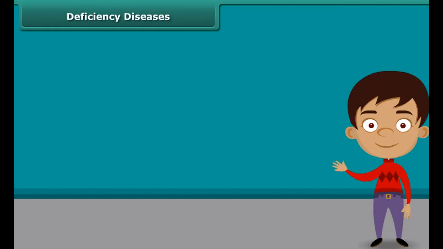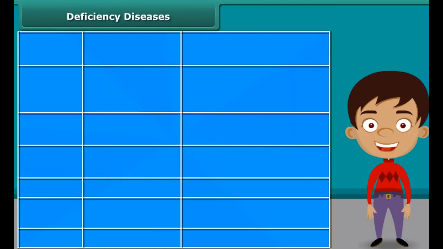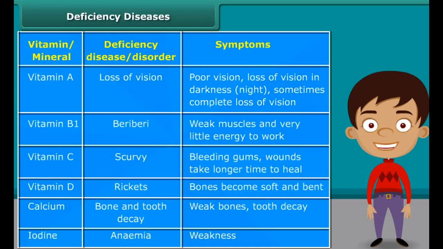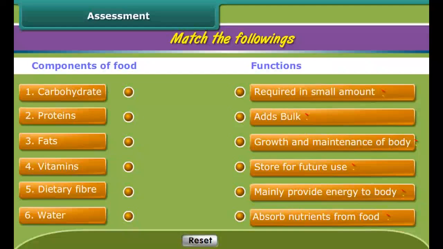Friends, after knowing about the balanced diet, we should also know that if we don't take proper diet, then what will be the problems? I hope that you might have heard about deficiency diseases. These are the diseases that occur due to lack of nutrients over a long period and hence are called deficiency diseases. Here is a list of some of the deficiency diseases and their symptoms.